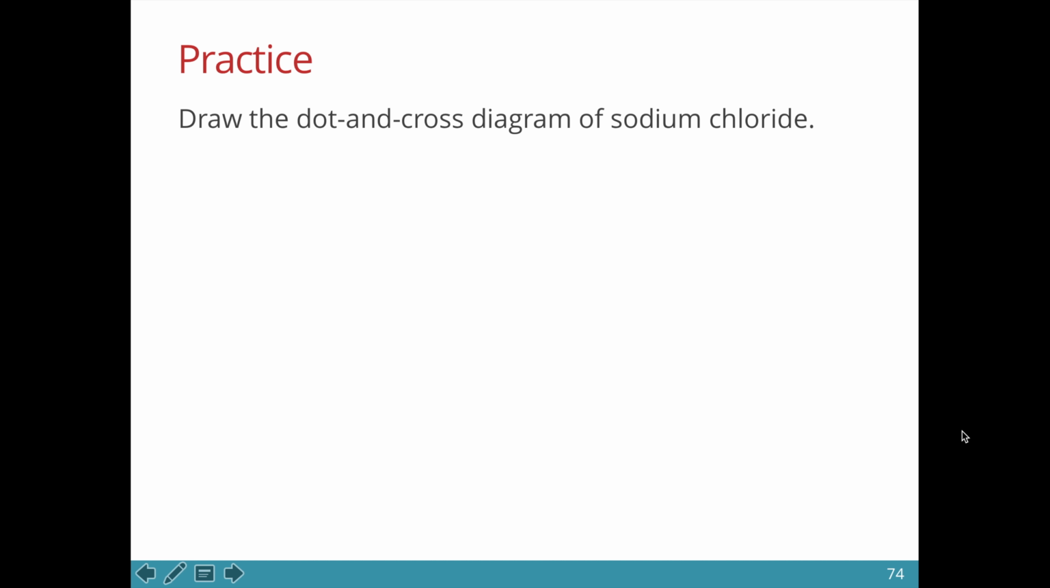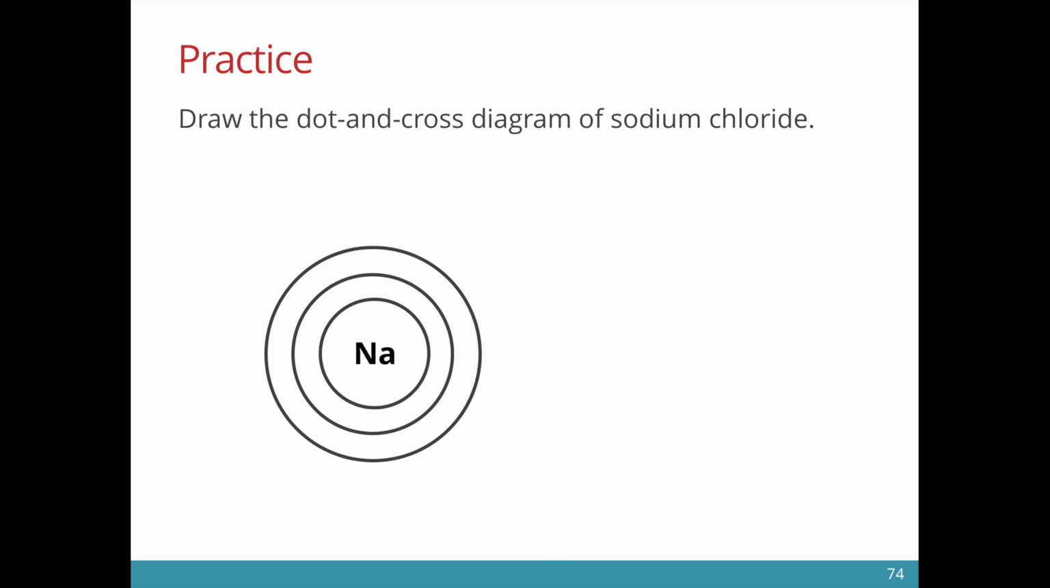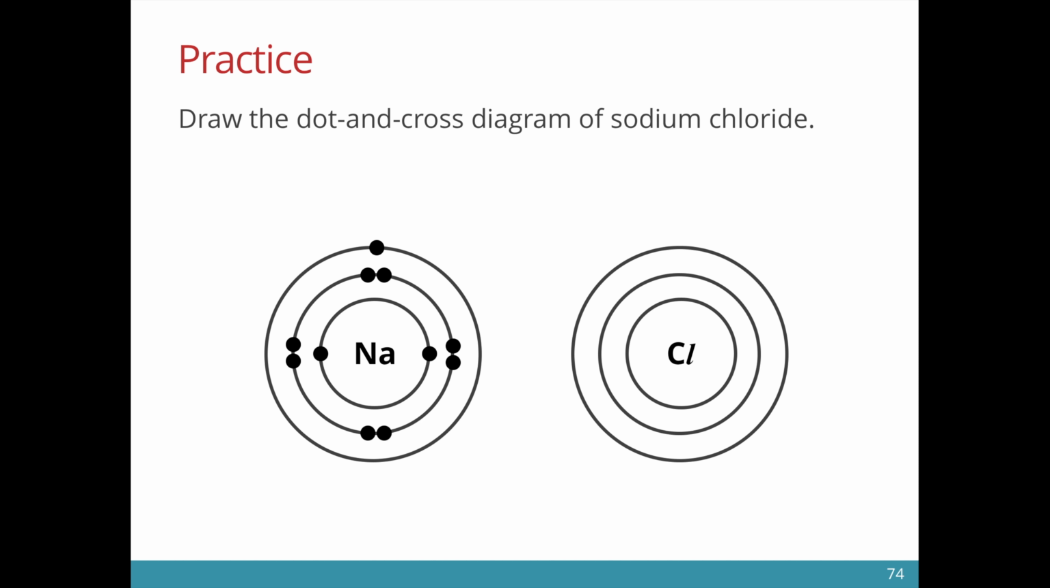Now let us look at how to draw dot and cross diagram. Over here we are drawing sodium chloride. So the sodium chloride is a compound which consists of sodium ion and chloride ion. So let's start with sodium. Sodium is in period 3. It has 3 shells and the electronic configuration is 2, 8, 1. Chlorine, electronic configuration is 2, 8, 7.